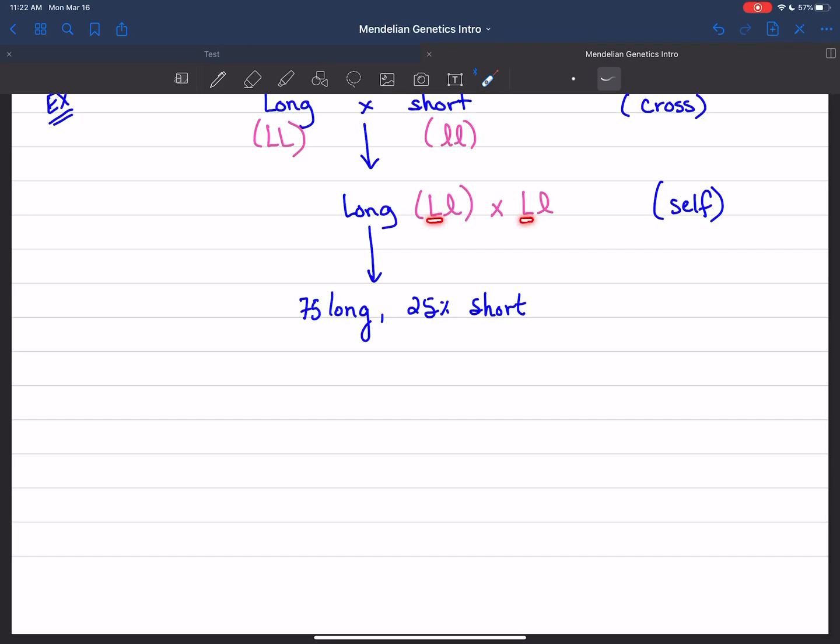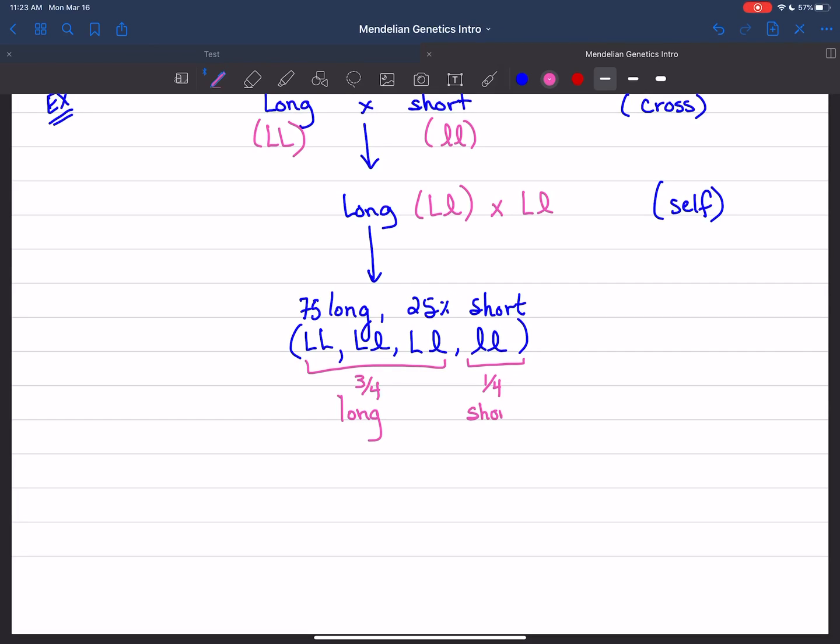Now this L could combine with that L, and so I could get big L, big L. I could have this big L combine with that little L, and that would give me big L, little L. I could have this little L combine with that big L, and again I would get big L, little L. And finally I could have this little L with this little L, and what I would get is little L, little L. Now we have 3 out of the 4 that are long, 75%, and 1 out of the 4 that is short, 25%.